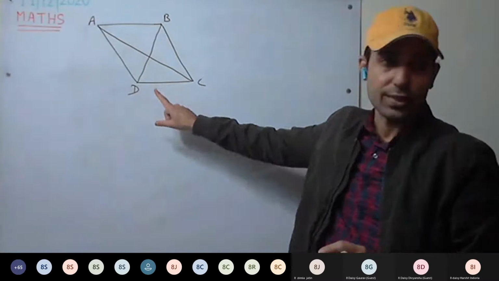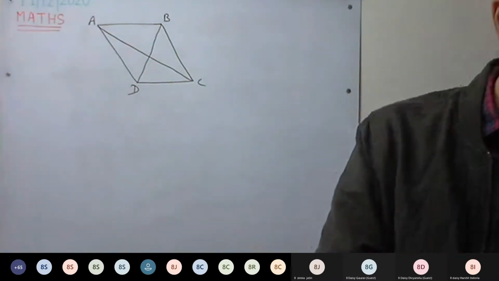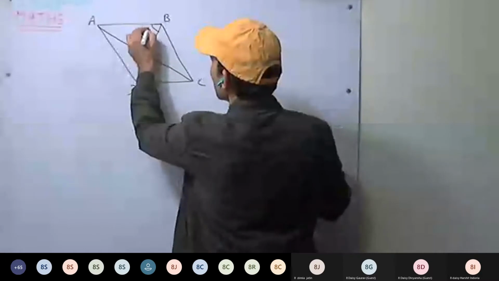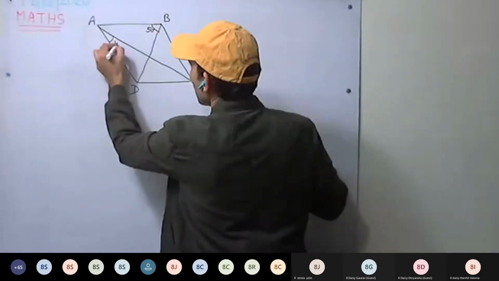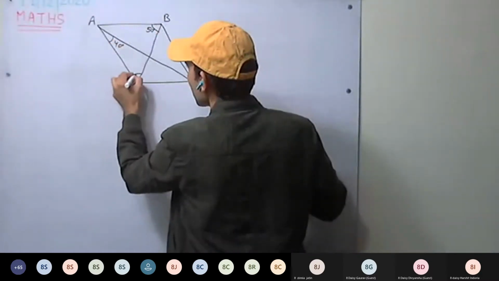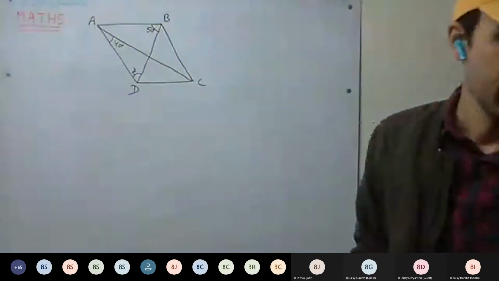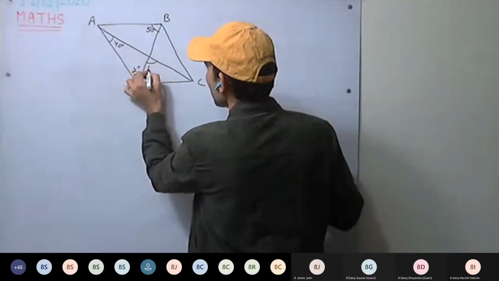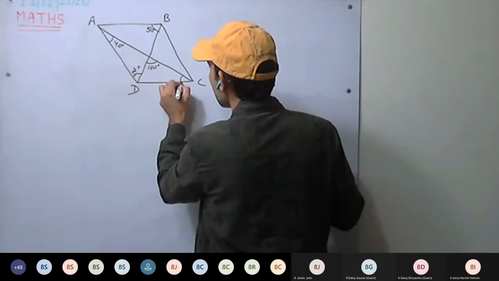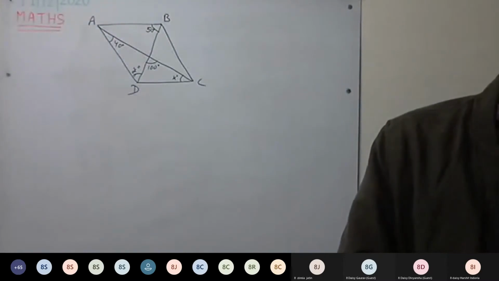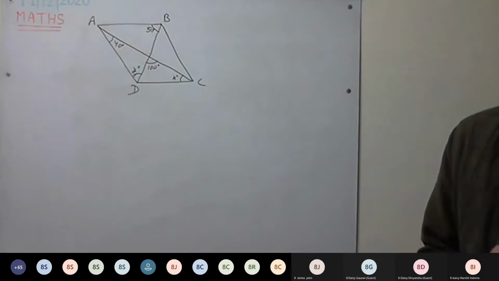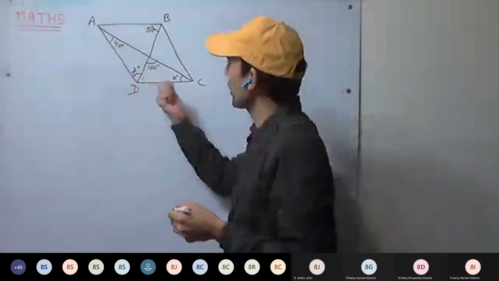First, see the figure, how you are going to solve. It is 50 degree, 40 degree, this is y degree, this is 100 degree, and this is x degree. So we have to find the value of x and y.